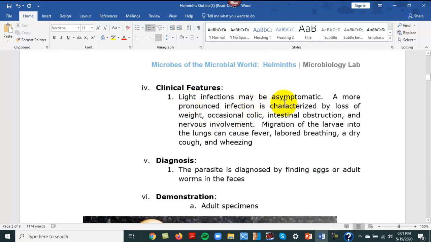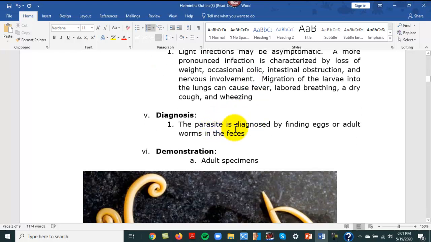Light infections may be asymptomatic. A more pronounced infection is characterized by loss of weight, occasional colic, stomach pain, intestinal obstruction, and nervous involvement. But yeah, they get so big they block the intestines. Diagnosis: the parasite is diagnosed by finding eggs or adult worms in feces.